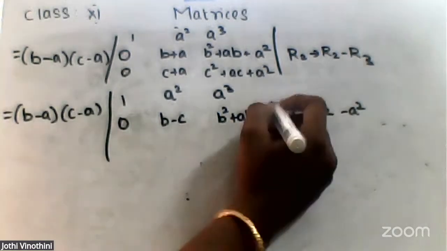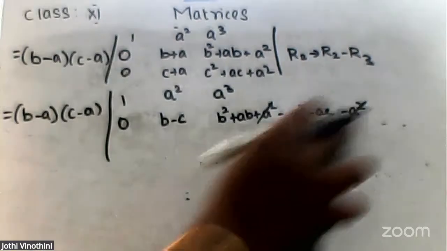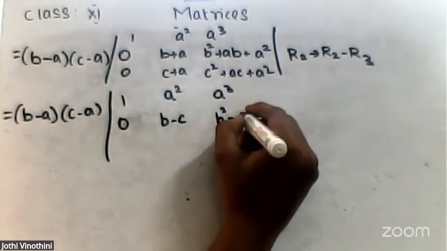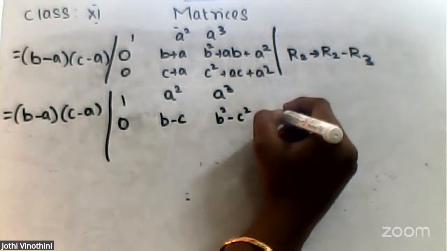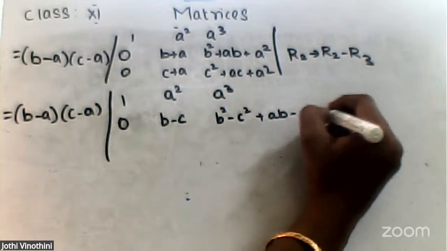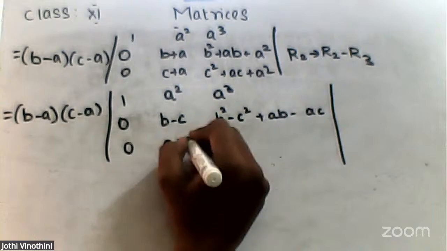Here these A squared will get cancelled. So what we will have is B squared minus C squared plus AB minus AC. Right? So R3 will remain the same.